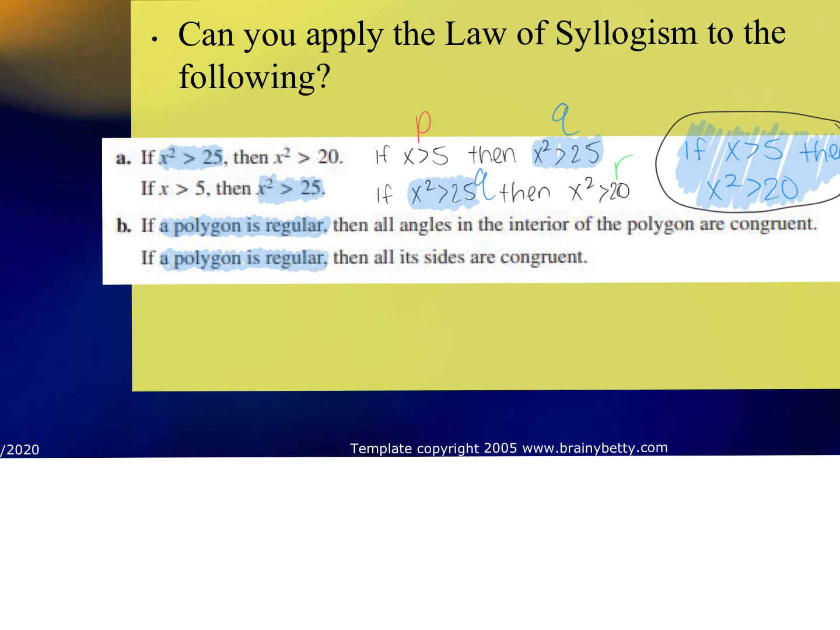What's different about this one, though? Ronnie? It's in the hypothesis for both. Do you guys agree? Can we use the law of syllogism with something like this? No. This is an example where the law of syllogism is not possible.